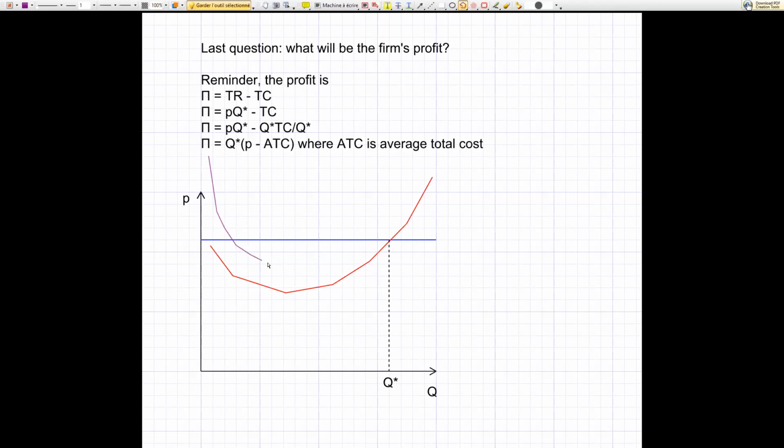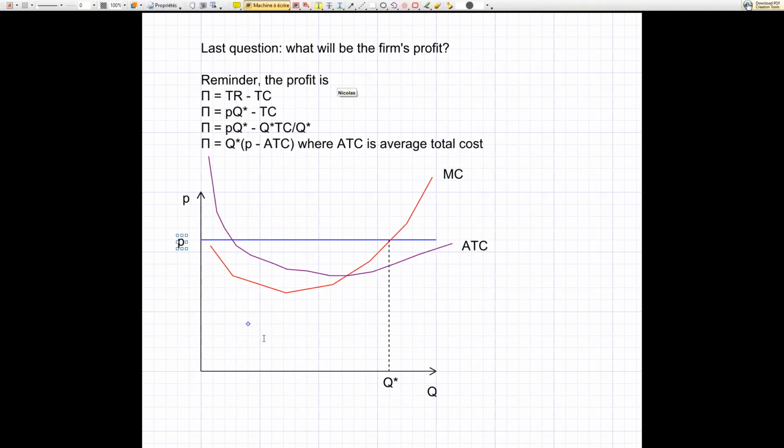And then average variable cost, the average fixed cost, the average total cost is crossed at its minimum by the marginal cost. So this is ATC. This is marginal cost. Oh yeah, I missed P here. Q. And then what is going to be my profit?